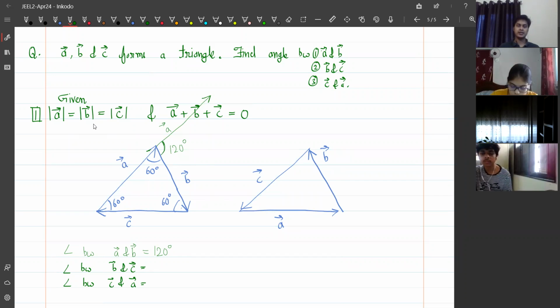That means all sides are equal, so all angles are equal. That is an equilateral triangle. So internal angles are 60 degrees. But to find the angle between A and B, you have to put the tails together. So I have moved the A vector in the forward direction. Vaishnavi, what's the angle between B vector and C vector? 120. And between C vector and A vector? 120. That is correct.